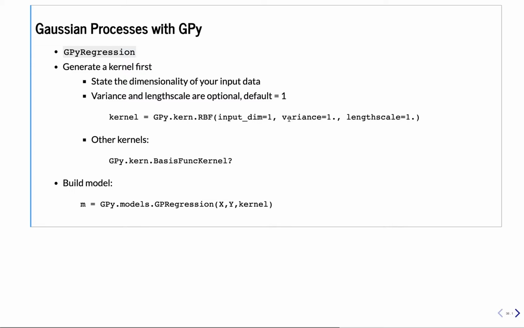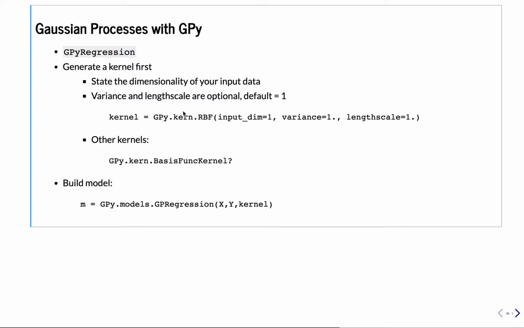This is optional, right? Default is one. And the GP is going to learn this anyway. Remember, we're going to add this to our covariance matrix, and we're going to learn this. So we give it an initial value, but after training, this will be different. We can ask the model what the final variance and line scale was. It learns these things.